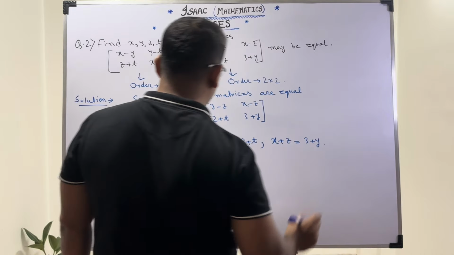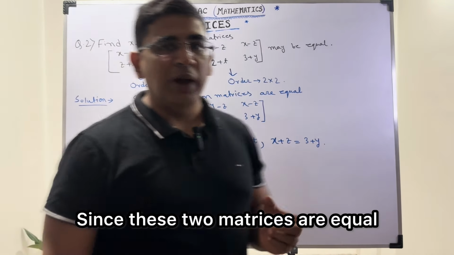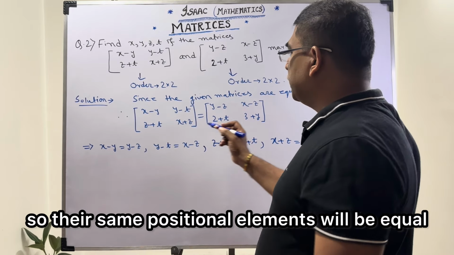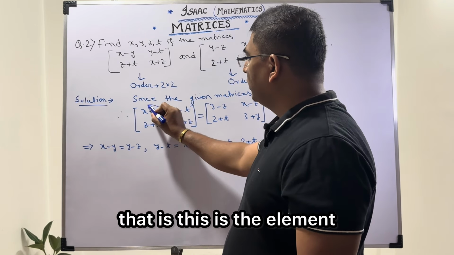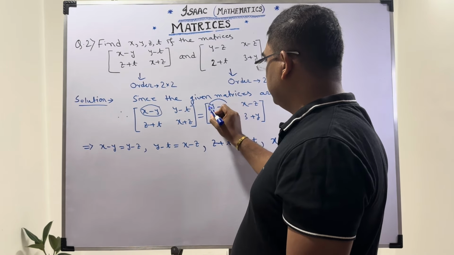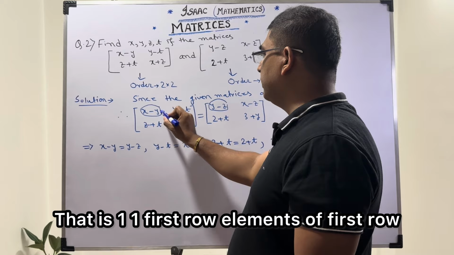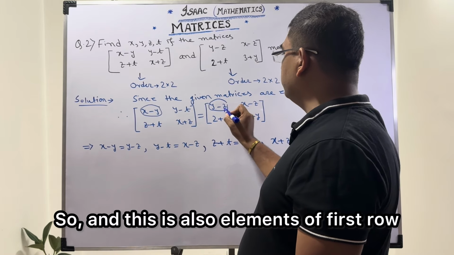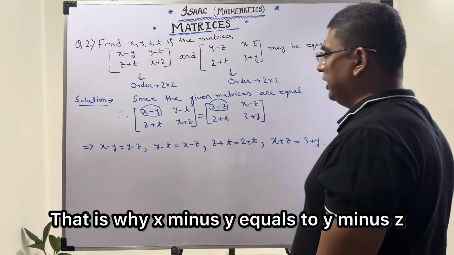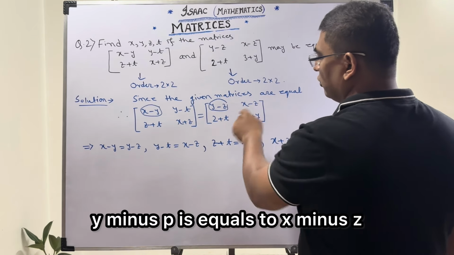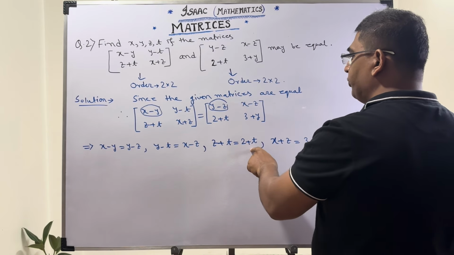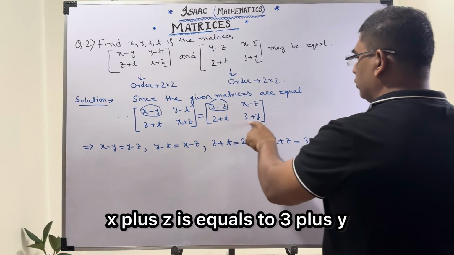Okay. Since these two matrices are equal, their same positional elements will be equal. That is, this is the element whose position is A11, that is 1 1, first row and first column. And this is also the element of first row and first column. That is why x minus y equals y minus z. Y minus t is equal to x minus z. Z plus t equals 2 plus t. X plus z is equal to 3 plus y.